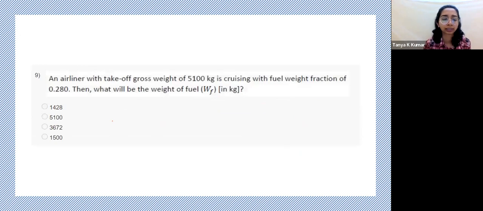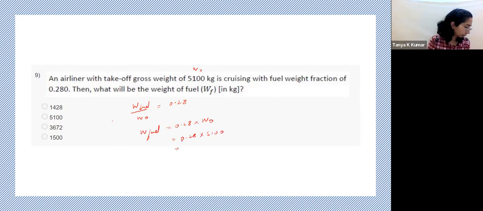Along similar lines is this question. You have W naught here with a fuel fraction of 0.28. Then what will be the weight of the fuel in kg? It's very simple. Weight of fuel by weight initial is given as 0.28. So weight of fuel will be 0.28 into W naught, which is 0.28 into 5100. And how much is this value?